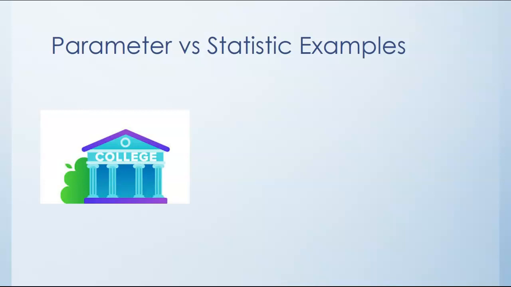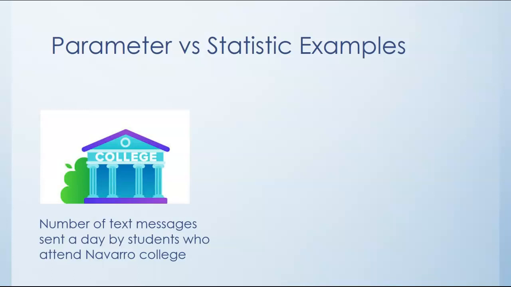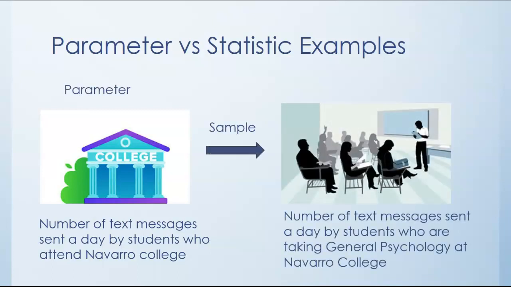One thing I really want you to understand about parameter and statistic is they can change based off of what population you are looking at. So for example, I could say I want to know the number of text messages sent a day by students who attend Navarro College. Well, now Navarro College is my population. But maybe to get that information, I'm going to look at just the students taking general psychology at Navarro College, and look at how many times those students send a text message every day, and then infer that back to Navarro College students in general.